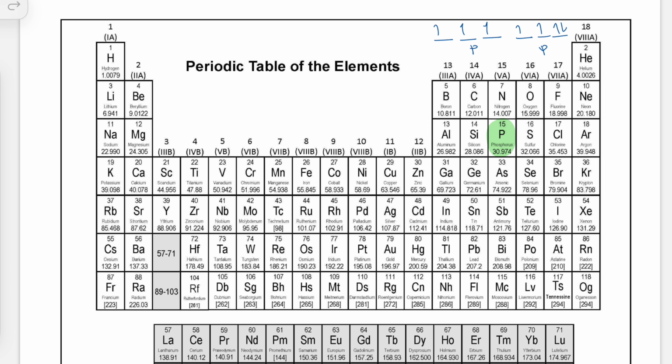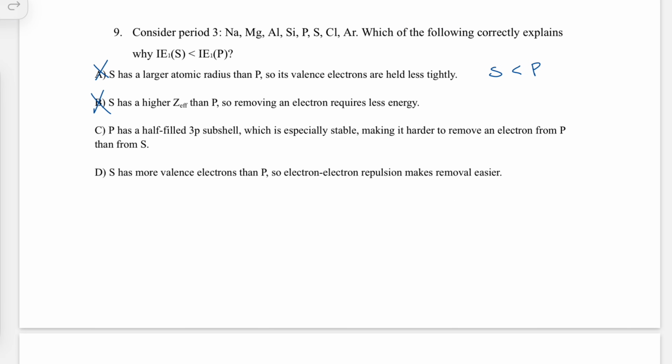Because the phosphorus one is exactly half filled, it's pretty stable this way, so it doesn't want to lose another one. Whereas for sulfur, it could lose another one and then become perfectly half filled. So this is the main reason why sulfur has a lower ionization energy than phosphorus. So our answer is C. It's always to do with the half-filled subshells.